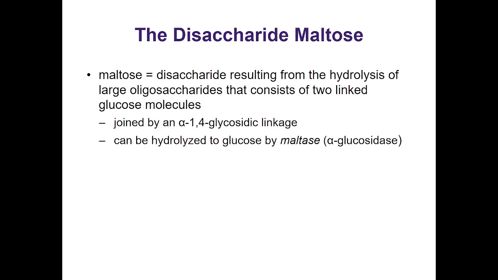Maltose is going to be a disaccharide resulting from the hydrolysis of larger oligosaccharides, and it consists of 2 linked glucose molecules. It's joined by an alpha 1,4 glycosidic linkage and can be hydrolyzed to 2 glucose by maltase, which is another name for alpha glucosidase. This typically happens due to digesting much larger polysaccharides. Okay?